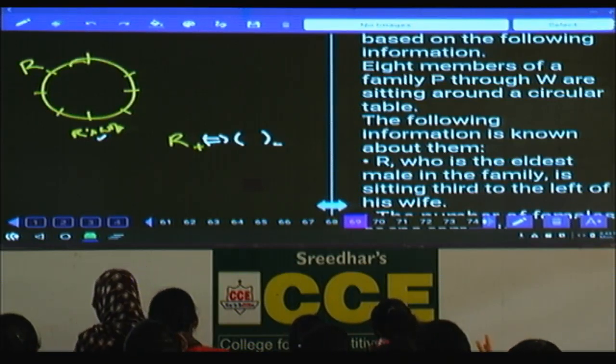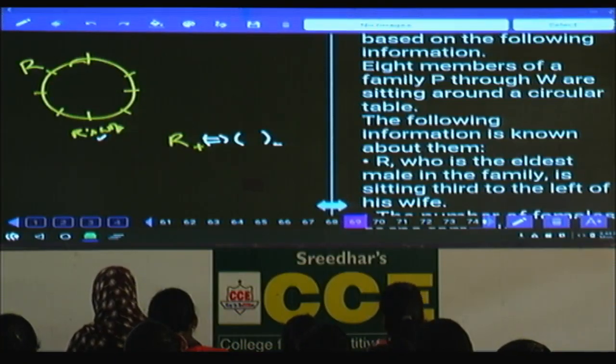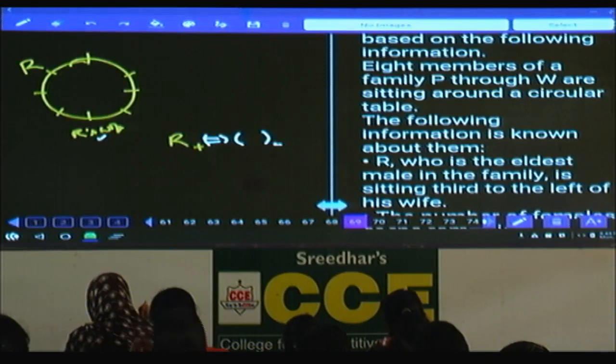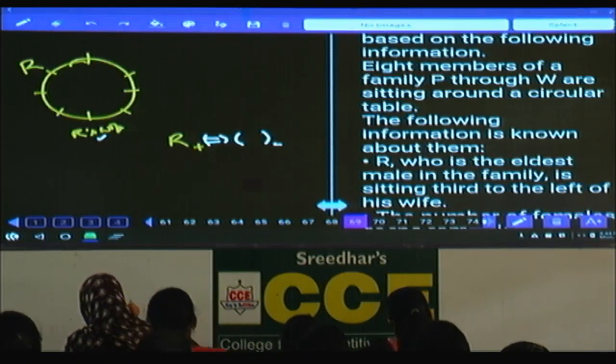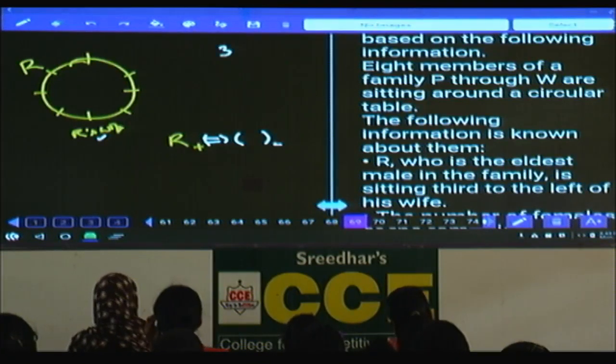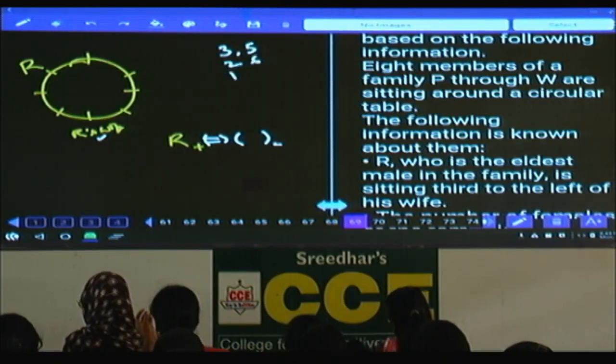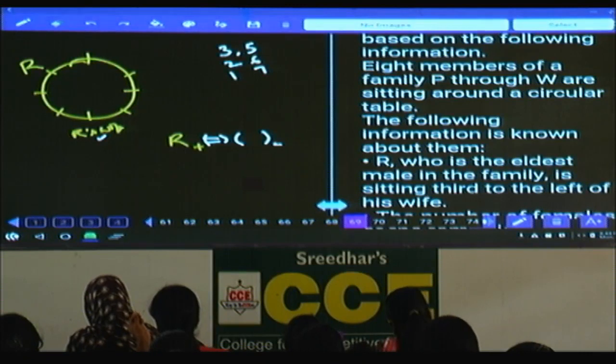And the number of females in the family is lesser than the number of males in the family. Males and females are different from each other, isn't it? That means, what are the different possibilities we have? 3 females, 5 males. Or 2 females, 6 males. Or 1 female, 7 males. These are the 3 possibilities we have.